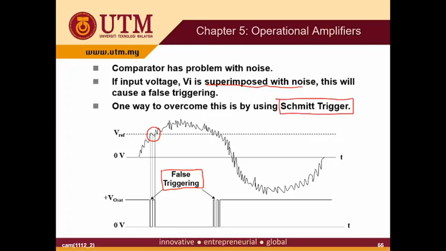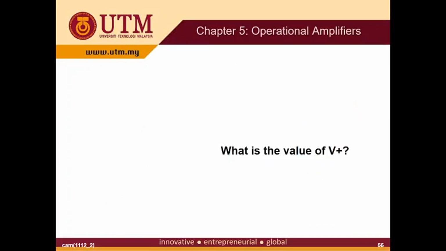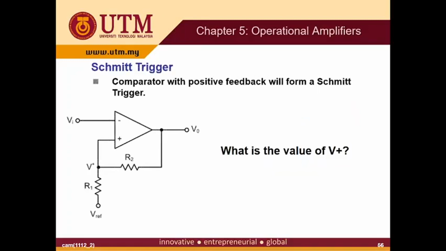So this is our second and last example of this course, which is the Schmitt trigger. A Schmitt trigger is basically a comparator with positive feedback. This is the example of positive feedback, where there is a connection between the output and V plus. Since this is a comparator, it compares V plus and V minus.